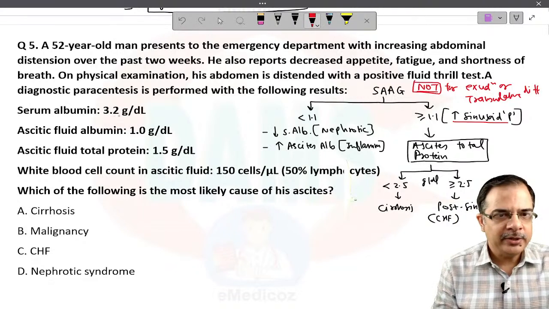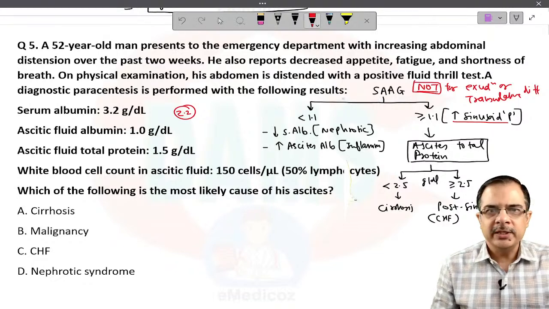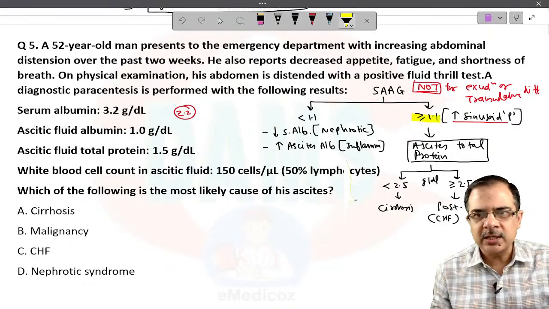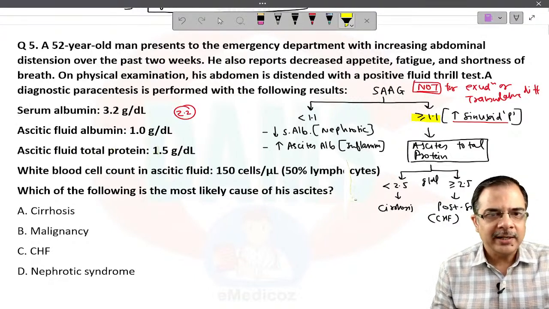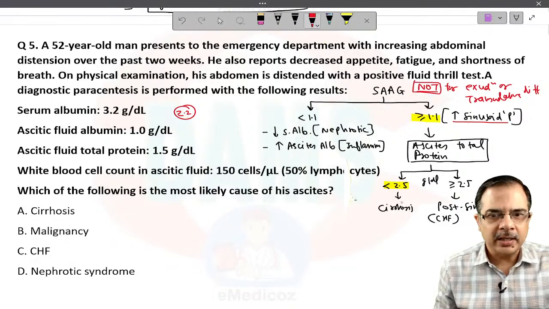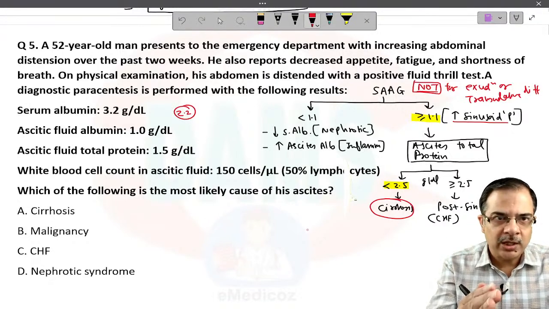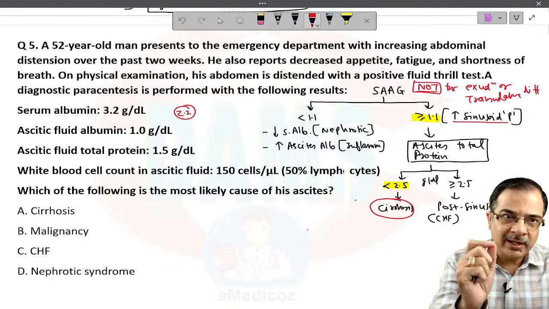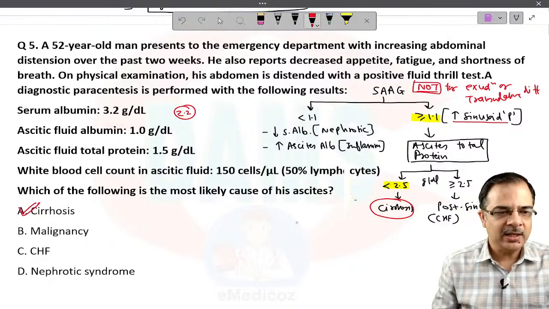Serum albumin is 3.2 and ascitic fluid albumin is 1. So SAAG comes out to be 2.2, which is more than 1.1. Now look at the ascitic total protein. It is 1.5, less than 2.5. So the correct answer is cirrhosis. Just put the variables in the flow chart like mathematics and you will get the 100% correct answer. So the answer is option A.